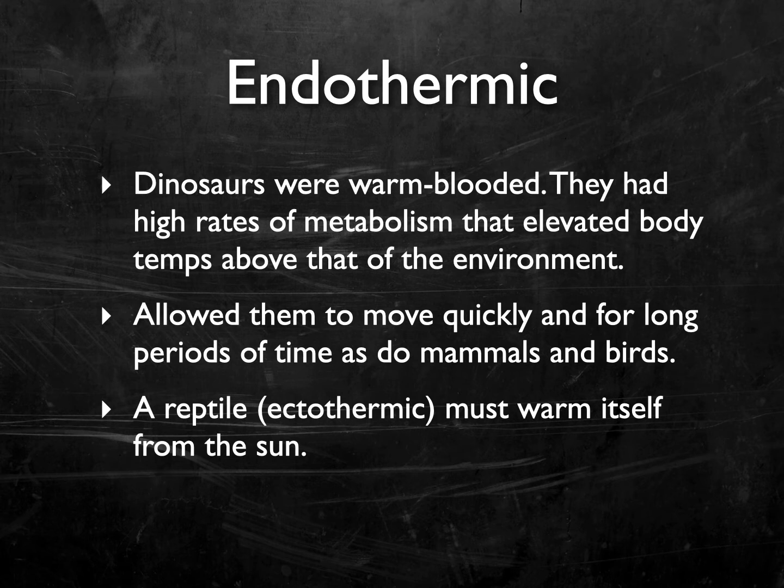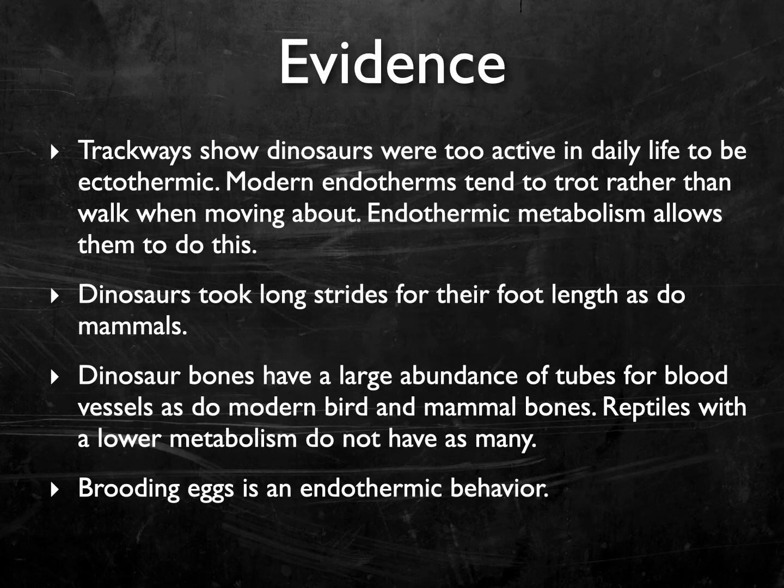There is a crazy amount of evidence that dinosaurs were endothermic, and I'm going to go through a bunch of it here just because I think it's really cool. So what do we know? Well, the trackways give us a very strong piece of evidence here. They show us that they were moving around an awful lot in daily life, like too much to be cold-blooded. Modern endotherms tend to trot around rather than walk, and they tend to move pretty fast. So dinosaurs were likely endothermic because they didn't really dawdle. They moved around pretty quickly. That's an endothermic metabolism right there.